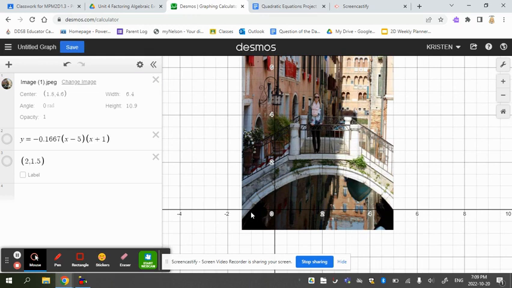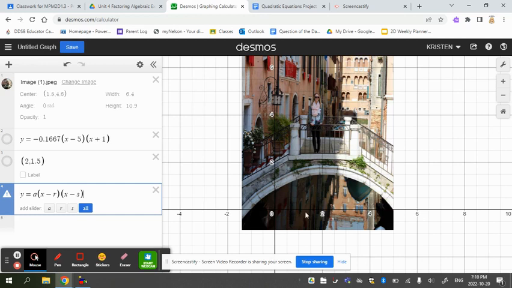So we've got our zeros, and we know the basic equation is y equals a times x minus r times x minus s. That's the general equation. R and S is our zeros. We are going to have to solve for A.